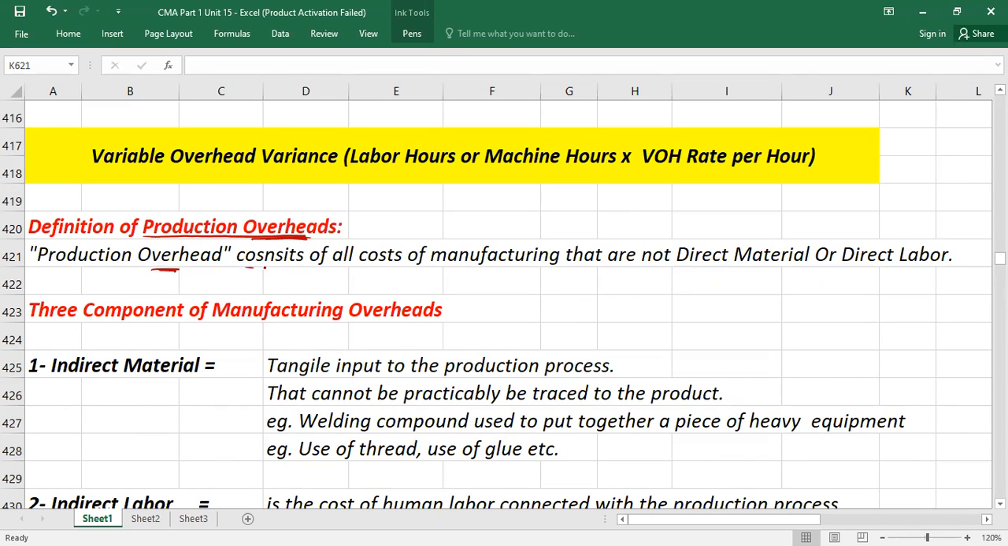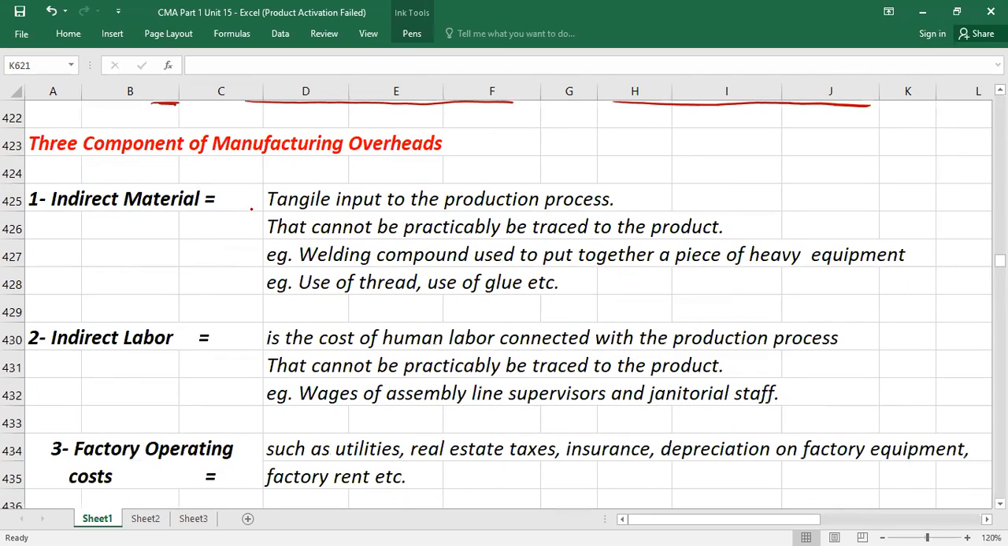Production overhead consists of all costs of manufacturing that are not direct material or direct labor. Any cost which you incur other than direct material and direct labor is called overhead cost. Understood? Mostly in overhead cost, we have three components.